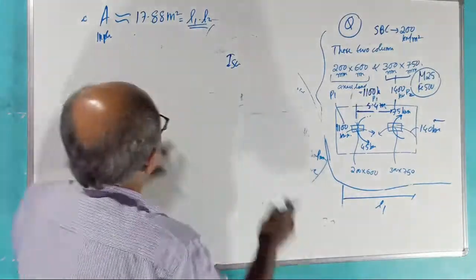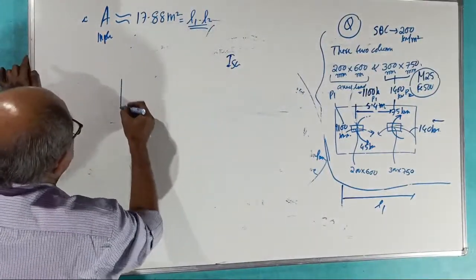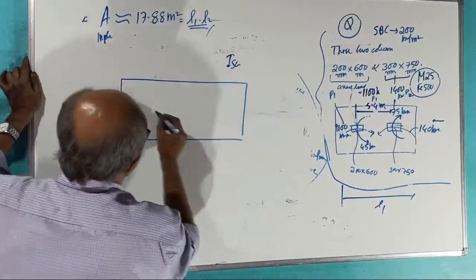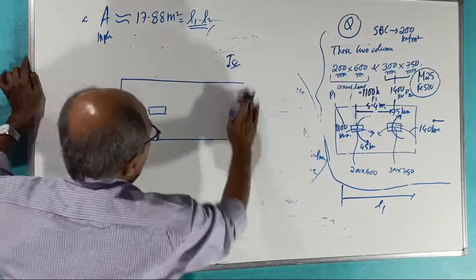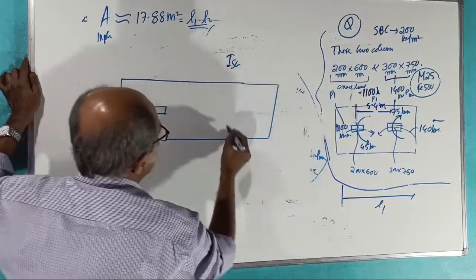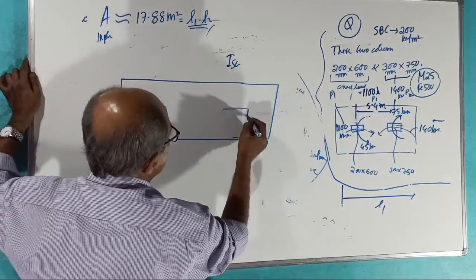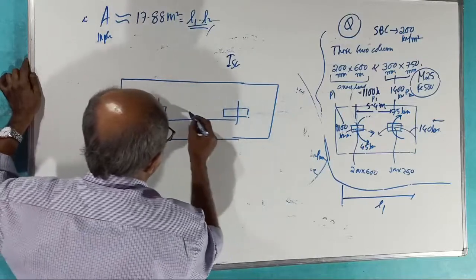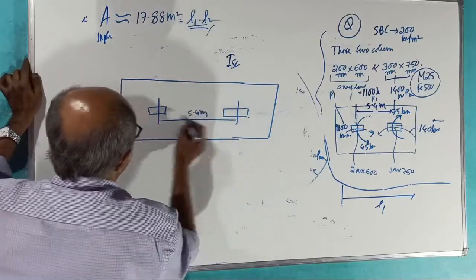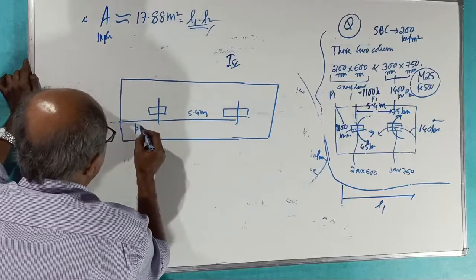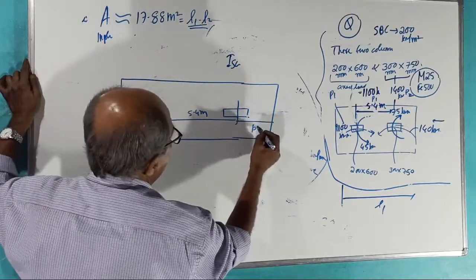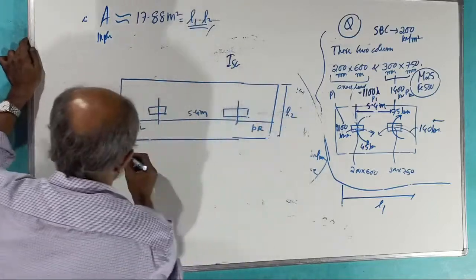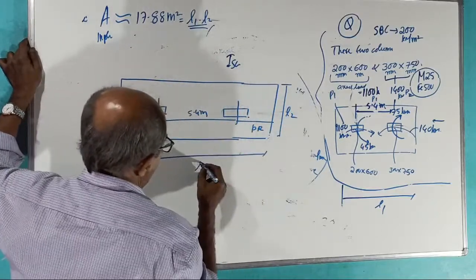Here what you do is you put a rough sketch. One column here, out of scale. One more column here. This spacing is 5.4 meter. This is a given data. This is your PL. This is your PR from center, and this is your L2. This is your L1. Okay, start.